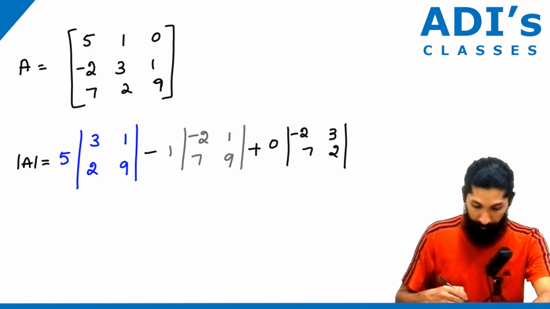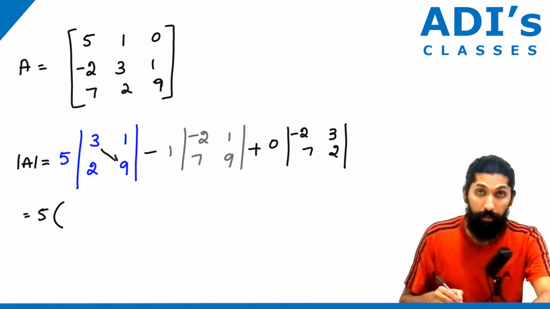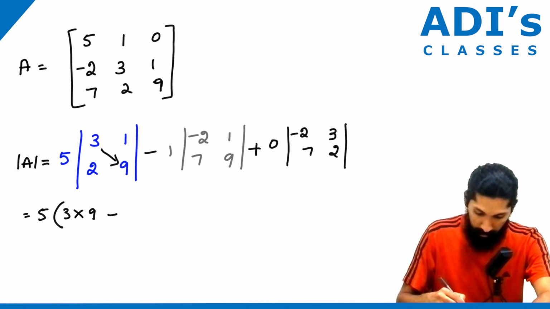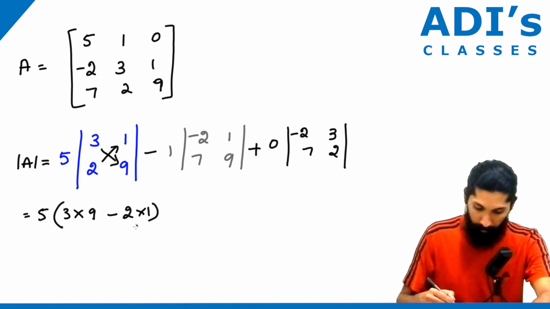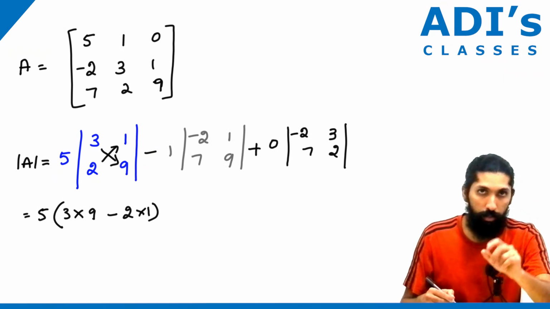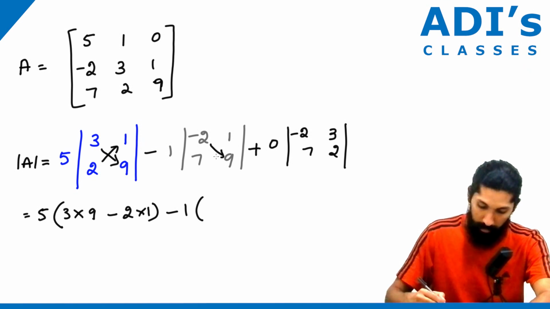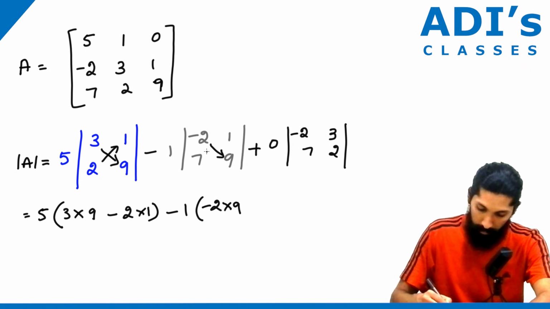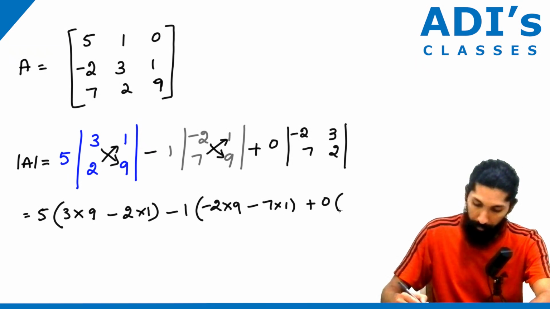Correct? Now, this becomes 5 into this 3 into 9 minus 2 into 1. 3 into 9 minus 2 into 1. Minus 1 into this into this. Minus 2 times 9. Minus 7 into 1. Plus 0 into.